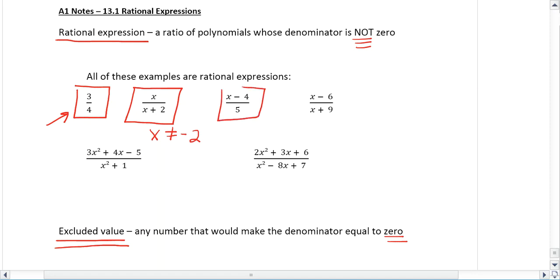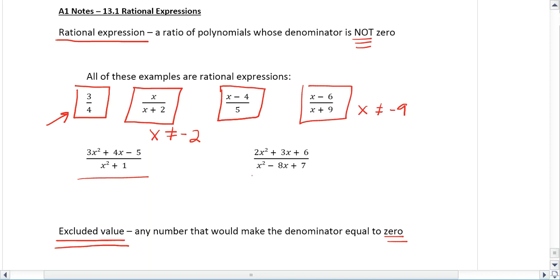This rational expression has no excluded values. The 5 is the denominator, and there's no x that I could put in that numerator there that would make the denominator 0. Here, this excluded value, x could not be -9. Because of this squared here in this example, this one doesn't have an excluded value.